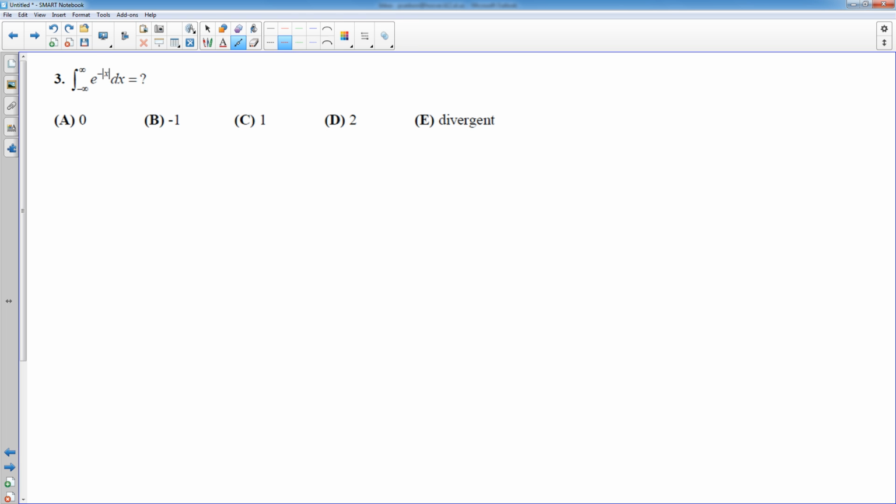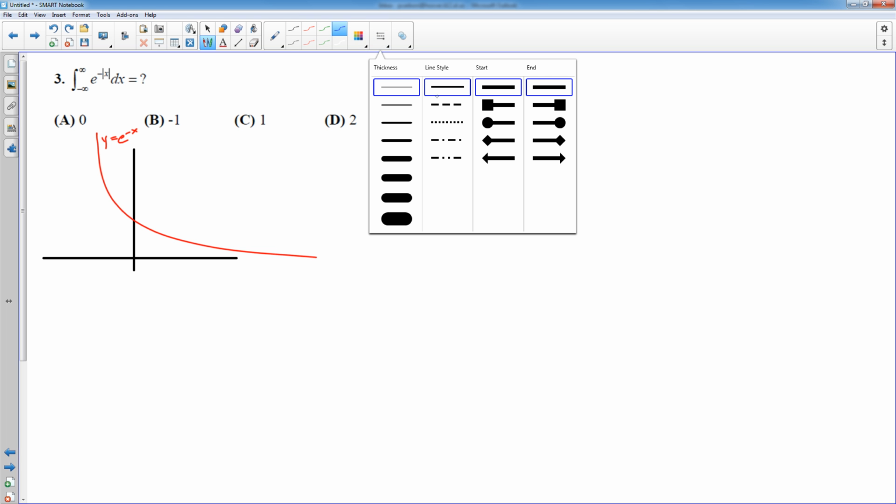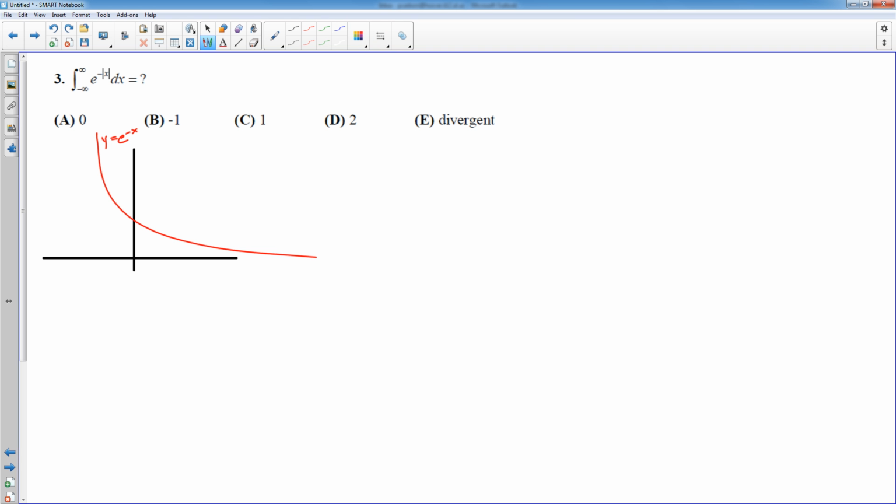Anytime I see absolute values, I usually will graph. So I'm going to start by ignoring the absolute value, and I know that the graph of e to the negative x looks like this. It's going to crash down, and well, let's move that up some. There, it's going to look something like that. But this is e to the negative absolute x, and the negative absolute x is going to keep your positive x's the same. So all of these will remain unchanged. However, it will reflect those across the y-axis, and that blue graph is e to the negative absolute x.